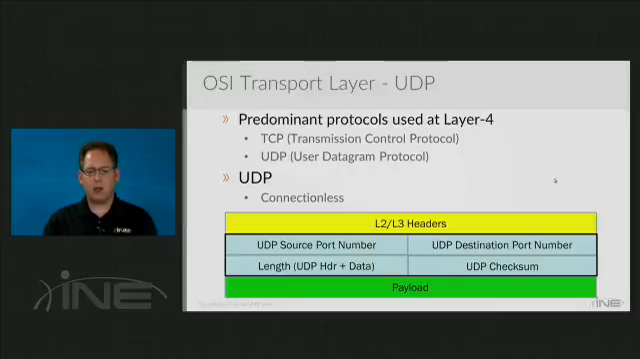And then lastly, RIP, the Routing Information Protocol, one of the very first routing protocols that was ever developed. That rides inside of a UDP header, and that uses UDP port number 520.